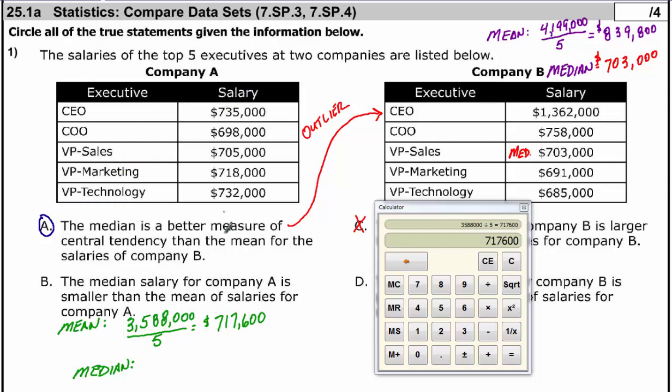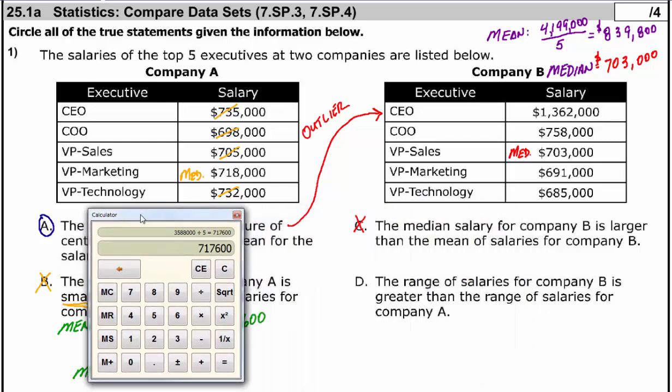We need to compare that to the median for Company A. If we just do this by crossing off the largest and the smallest, the largest and the smallest: the smallest salary is 698 and the largest is 735. The next smallest salary is 705 and the next largest is 732, and we're left with a median right there. The median salary for this company is $718,000. The statement says the median is smaller. Nope, the median is a little bit larger, so that is false.